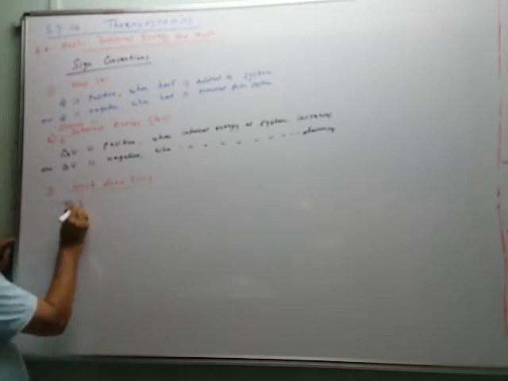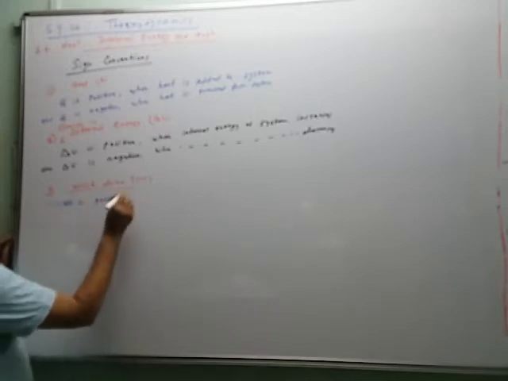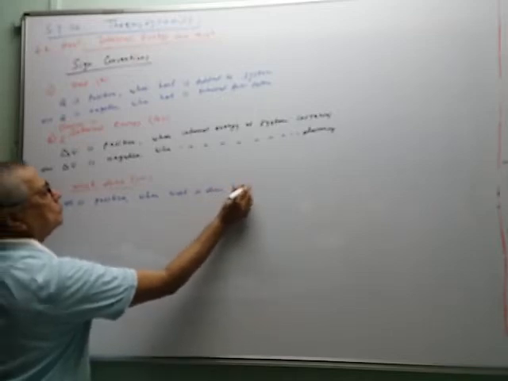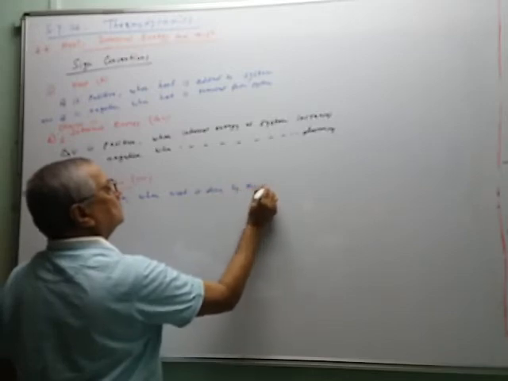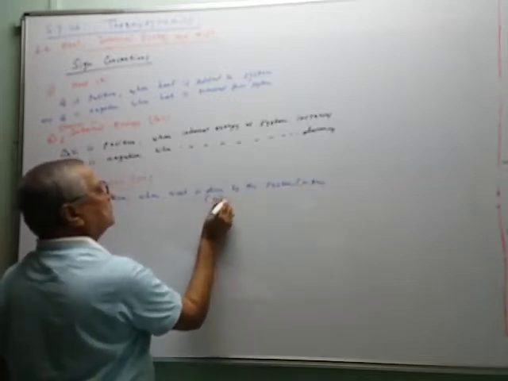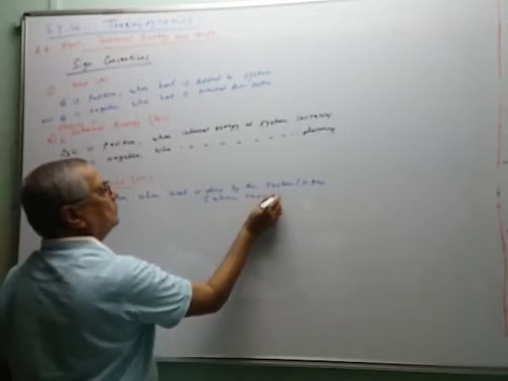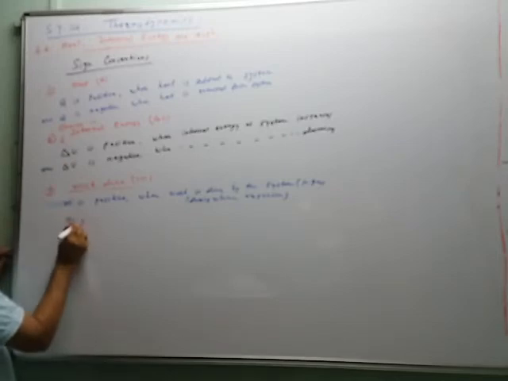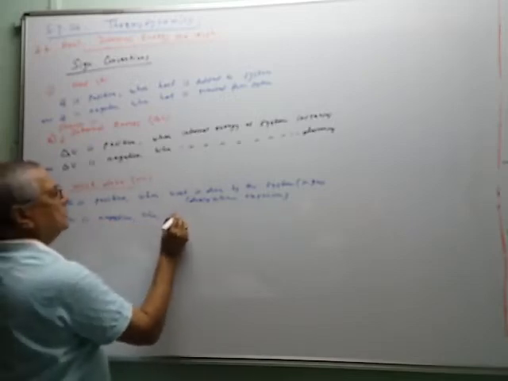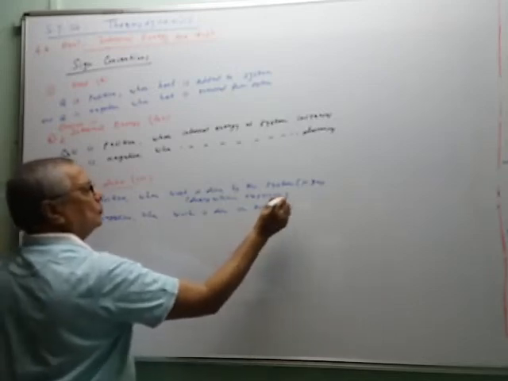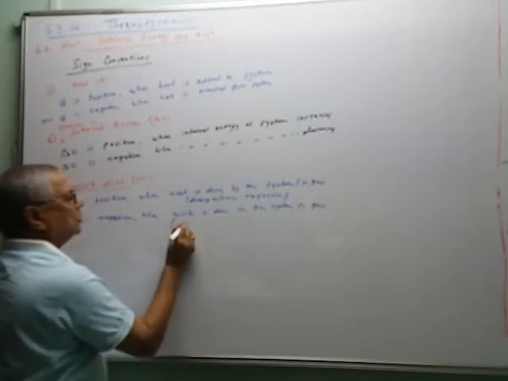W is positive when work is done by the system, that is gas, during volume expansion. Work done W is negative when work is done on the system, that is gas, during volume compression.